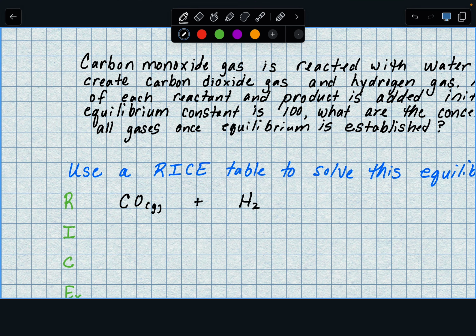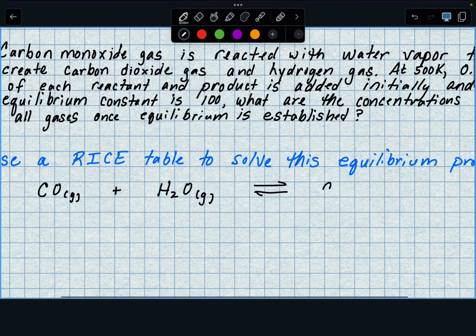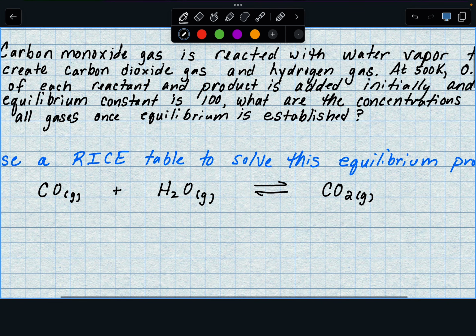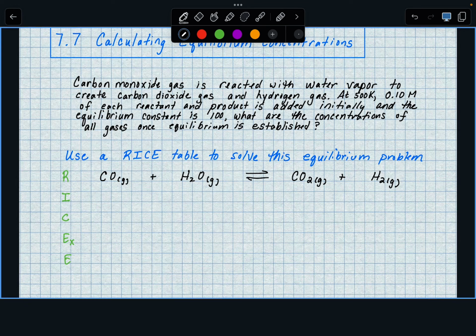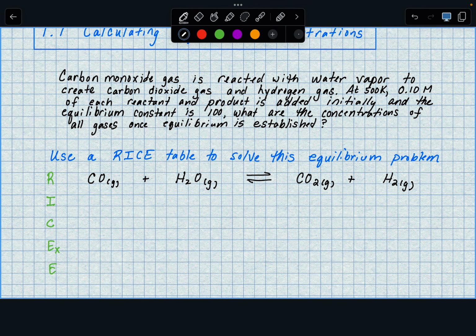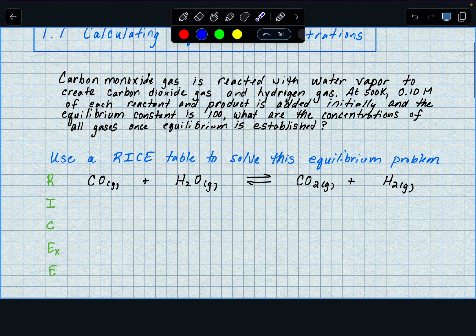So carbon monoxide gas is going to be CO gas, and it's going to be reacted with water vapor, so that means it's gaseous water. And at some point these gases will reach equilibrium to create carbon dioxide gas as a product, and then hydrogen gas as the other product. This is balanced with all ones in front of each reactant or product particle.